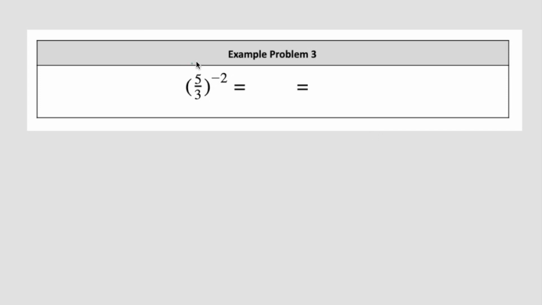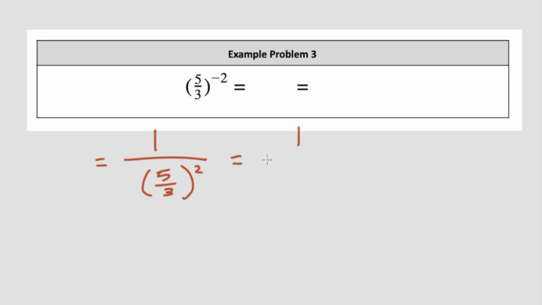This is another type of example problem you're going to see, where you have a fraction inside the parentheses to the power of a negative number. So I have here 5 over 3 to the power of negative 2. Well, I have a power of negative 2, so I know I have to find the reciprocal of that. So that becomes 1 over parentheses 5 over 3 to the power of 2. Notice how I took the reciprocal of the entire thing. So I'm putting it 1 over 5 over 3 to the power of 2.